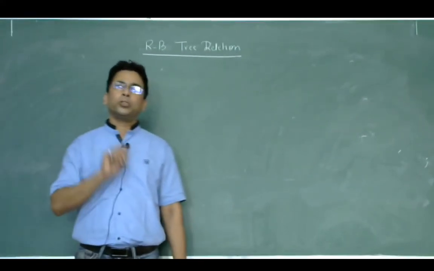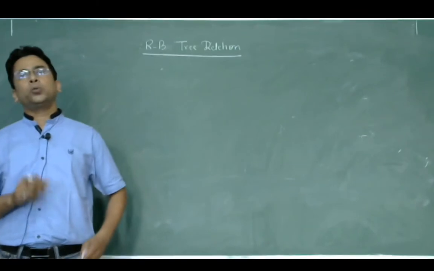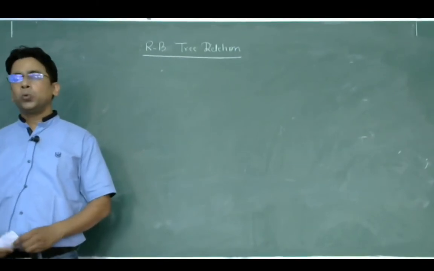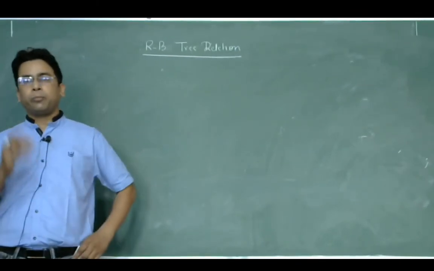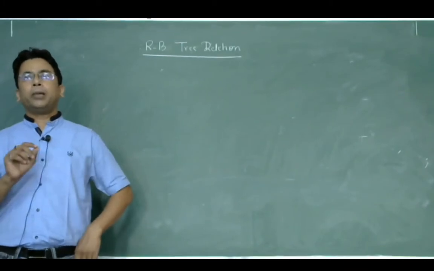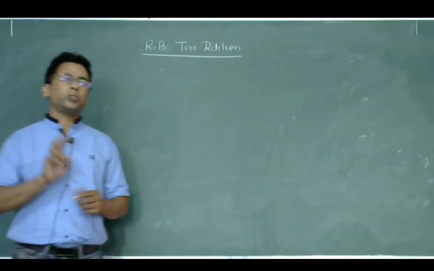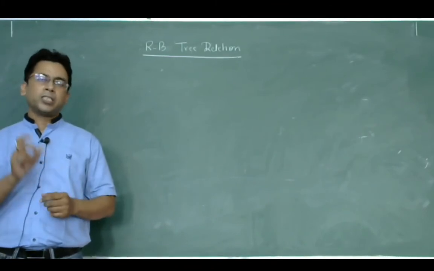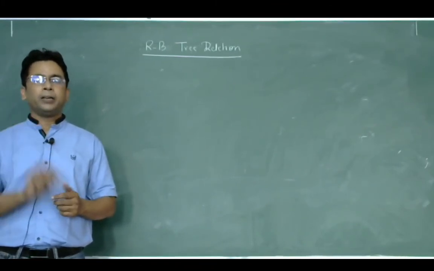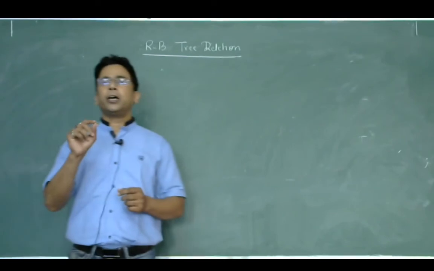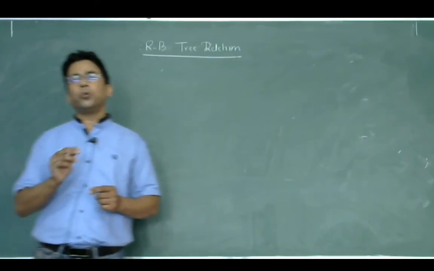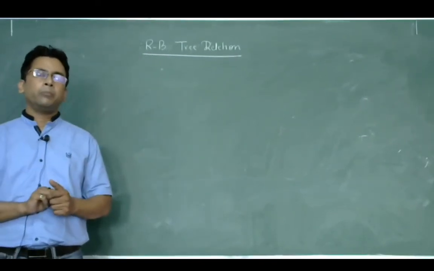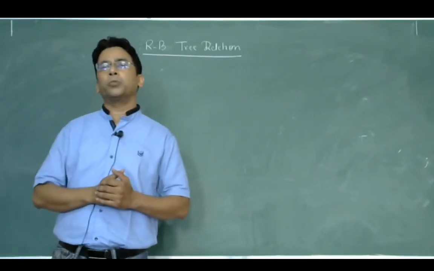Case 2 is the simplest one. In case 2, the sibling is of black color, and both its children are of black color. In that situation, we simply change the color of the sibling into red, and we shift X to the new position, that of the parent. That means X is shifted to the parent's position.